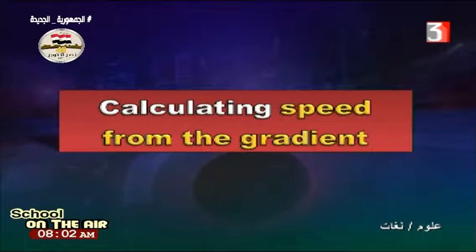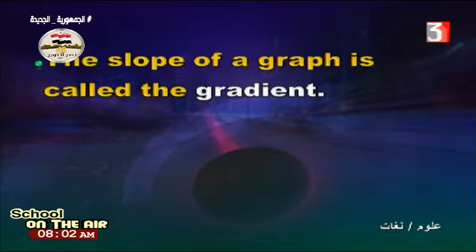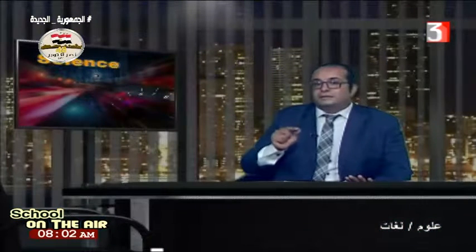Okay? Now the distance-time graph. In this graph, how can we calculate speed from the gradient? What is meant by gradient? The slope of a graph is called the gradient. Slope is the difference of two points on the y-axis over the difference between two points on the x-axis. This we call the gradient. You choose two points on the y-axis, then divide by two points on the x-axis, and you get the slope or gradient.